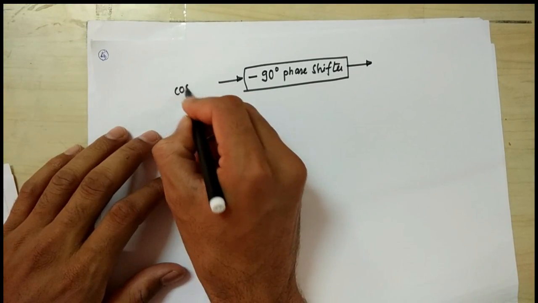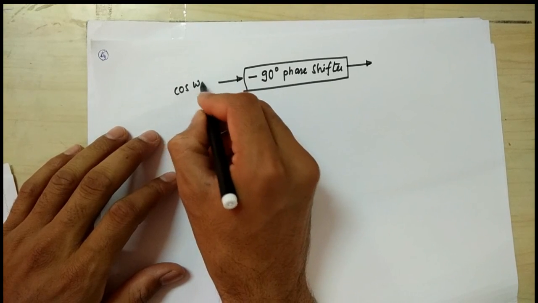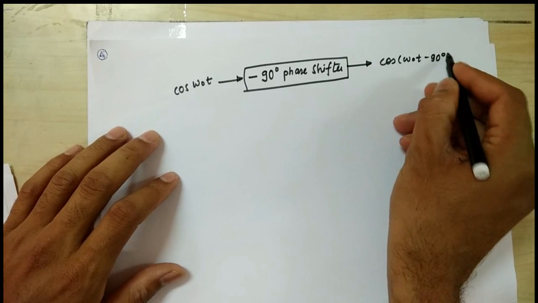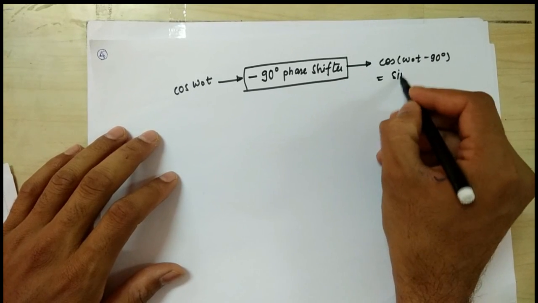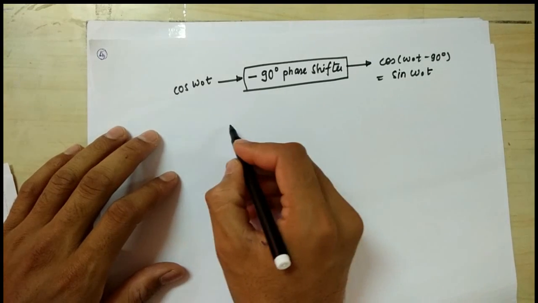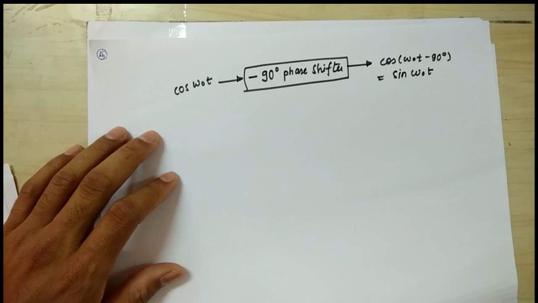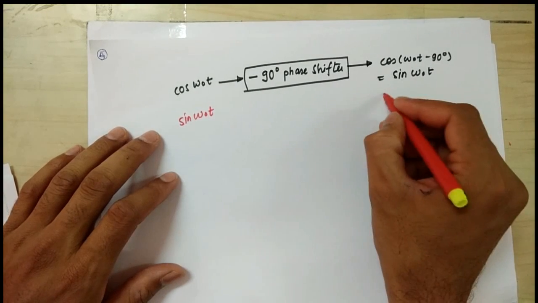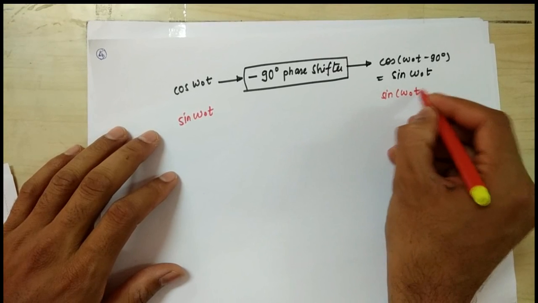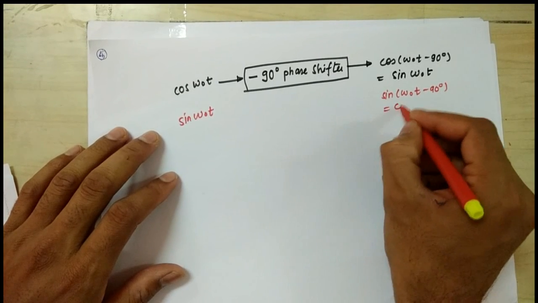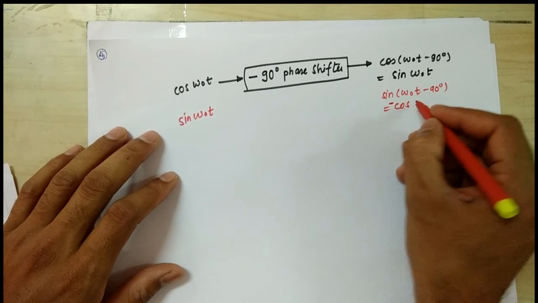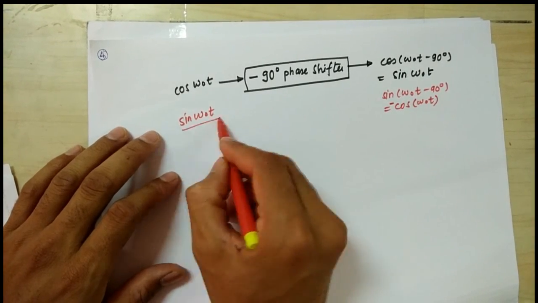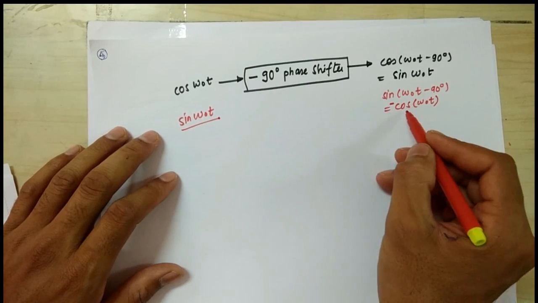Suppose you apply cos omega naught t, it becomes cos(omega naught t minus 90), so it becomes sine of omega naught t. Instead of applying cos omega naught t, you can apply sine omega naught t. Then it becomes sine(omega naught t minus 90 degrees), which is going to be minus cos omega naught t. So you can see this: if you shift sine omega naught t by minus 90 degrees, you get minus cos.